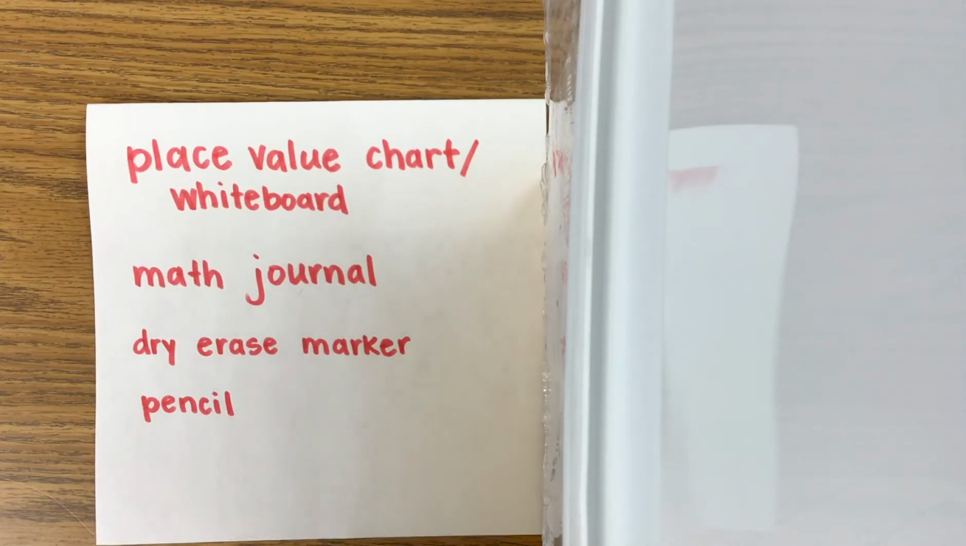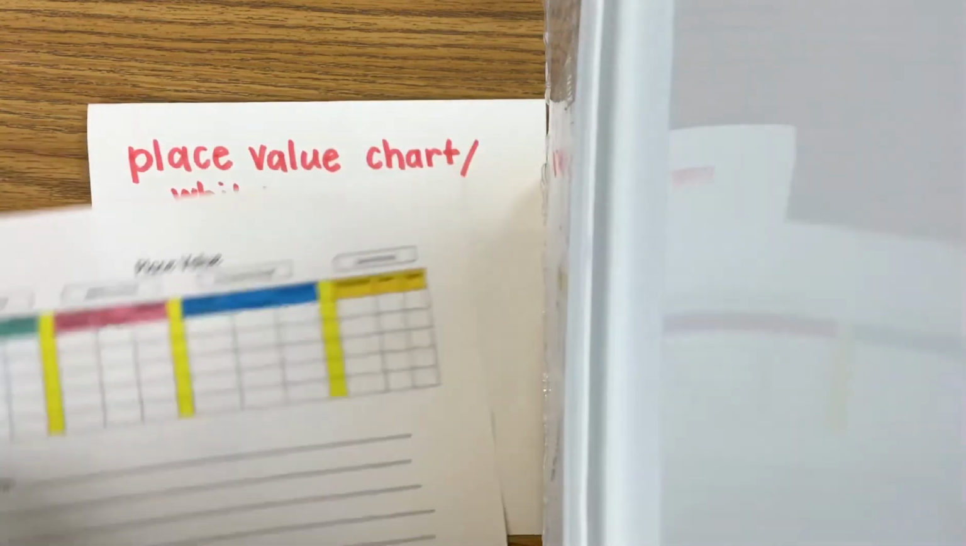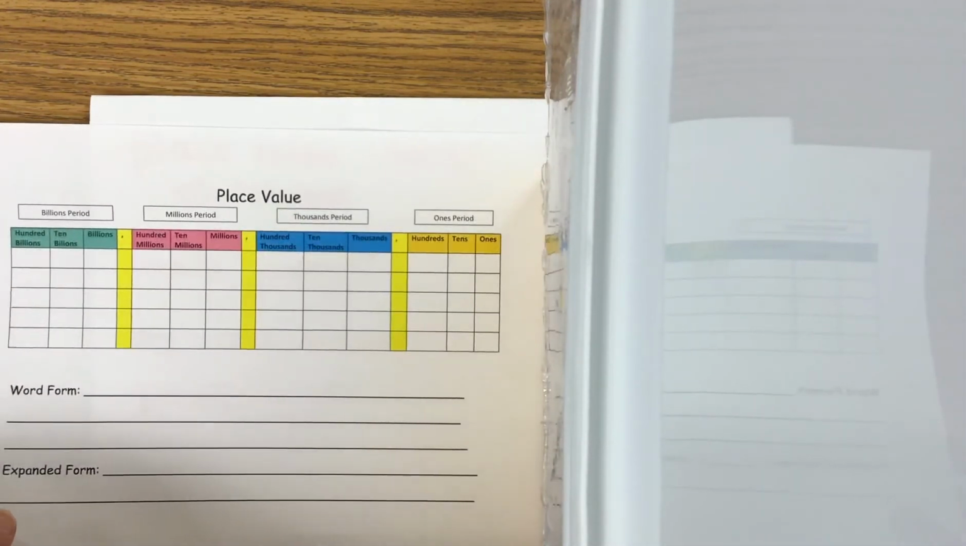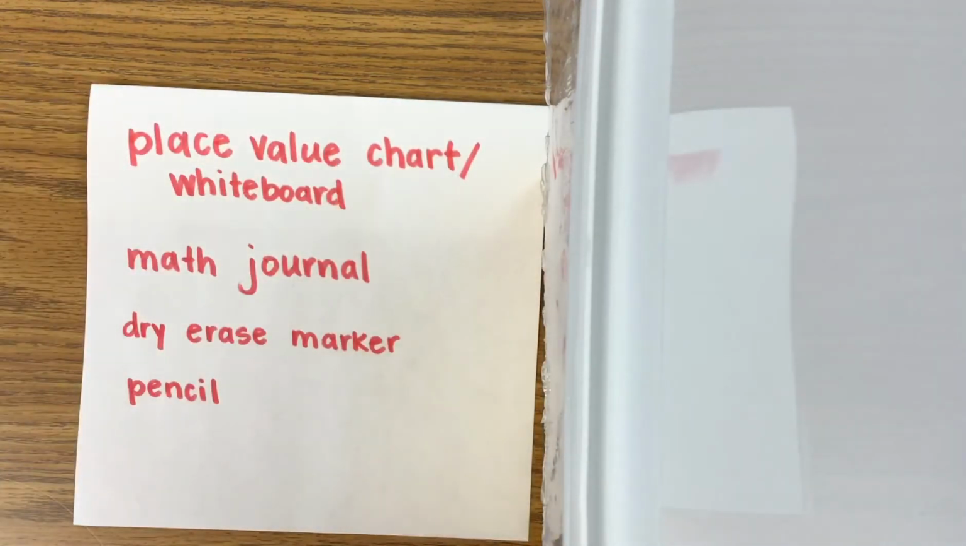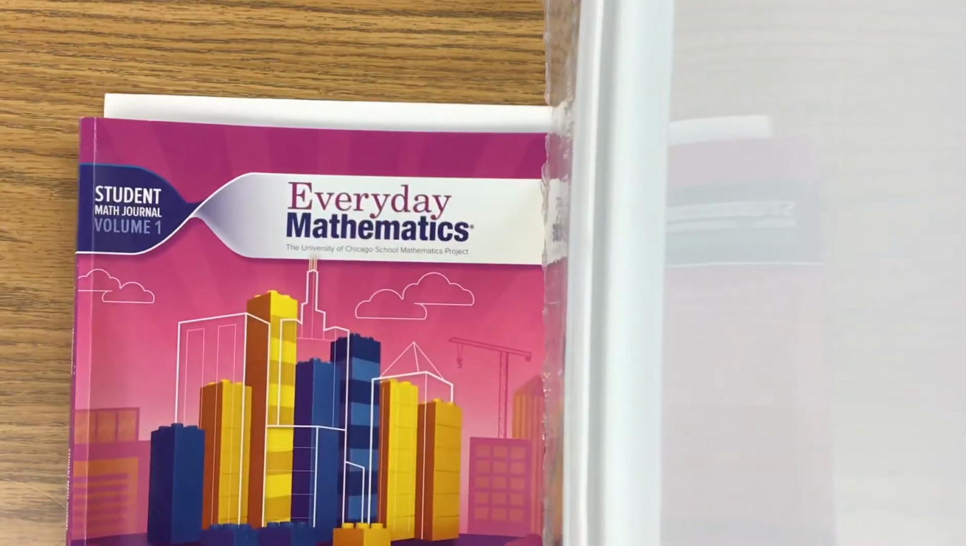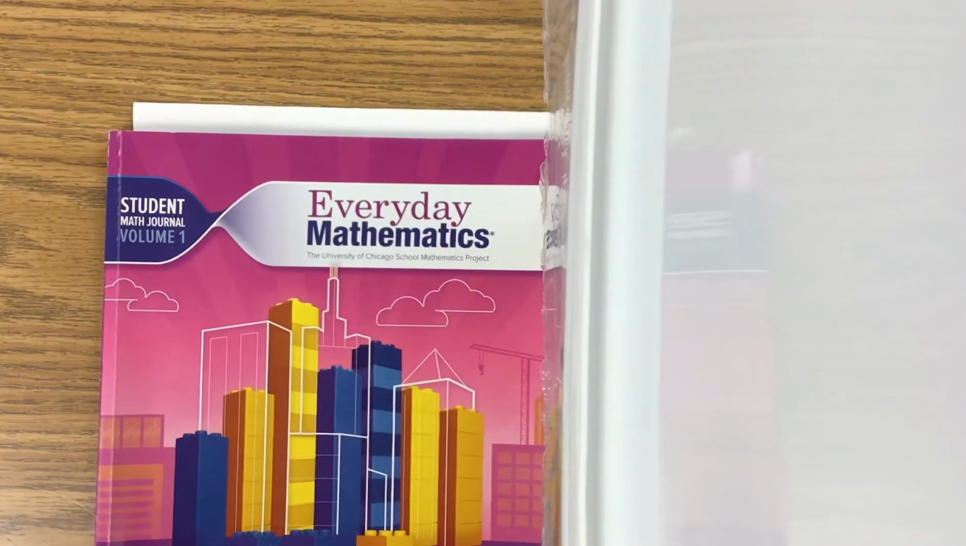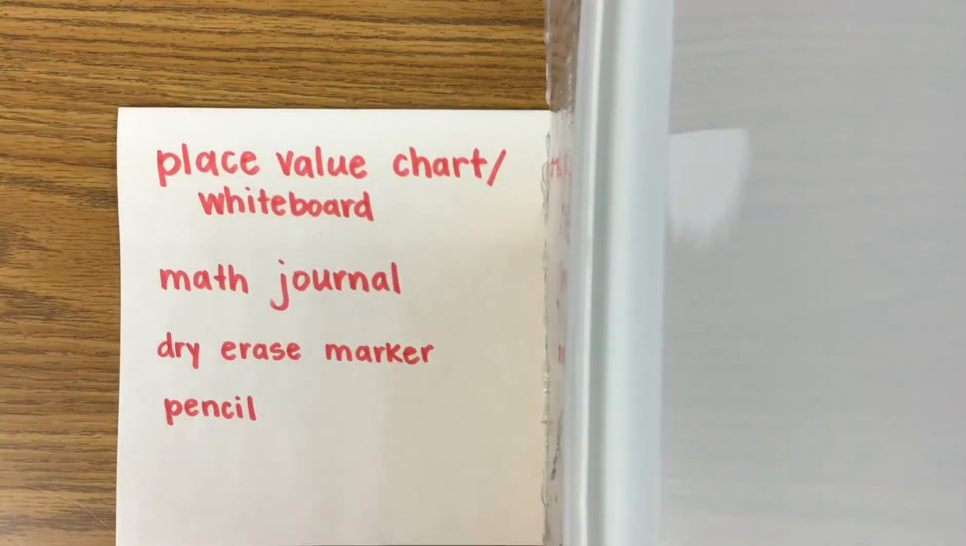You're going to need 4 things for this lesson. You need your place value chart and whiteboard. The place value chart looks like this. So that whiteboard thing that we gave you guys, you're going to need that. You're going to need your math journal. This is your math journal. You are also going to need a dry erase marker and a pencil. You can pause the video and go grab those things that you need.